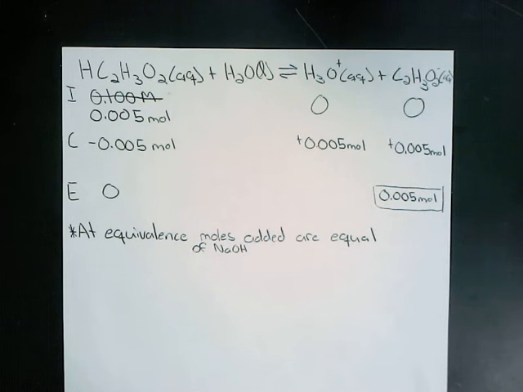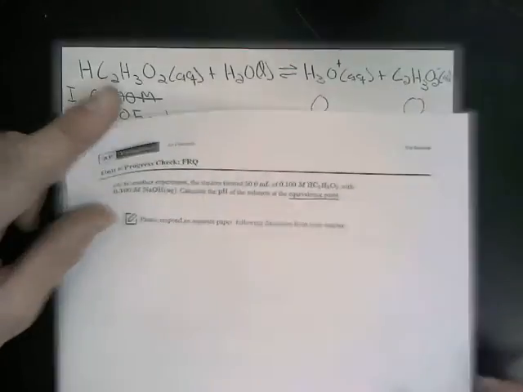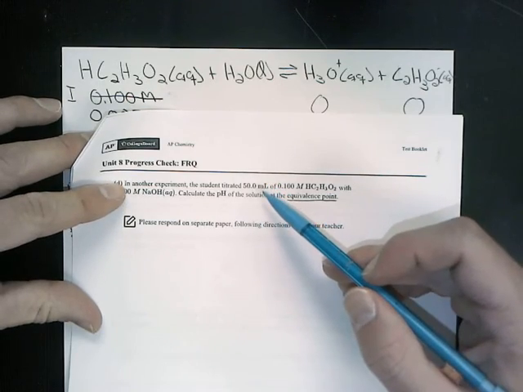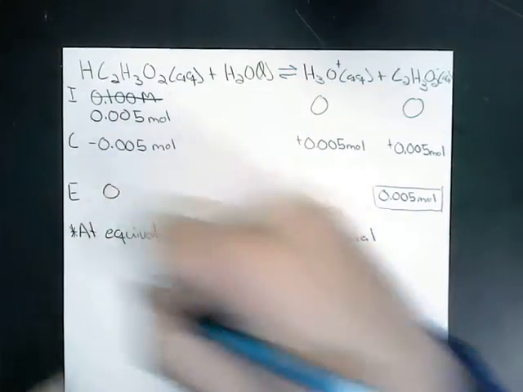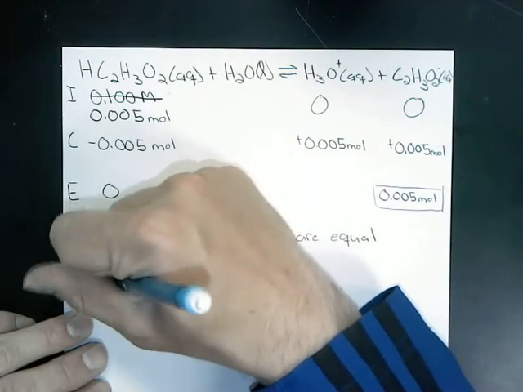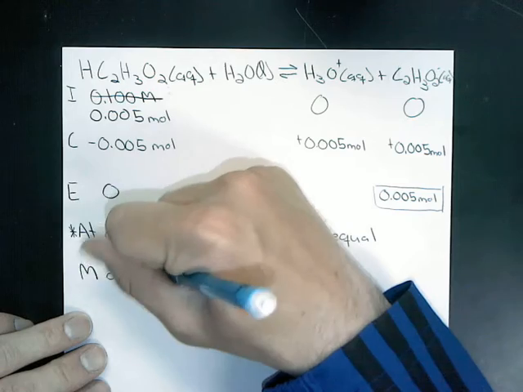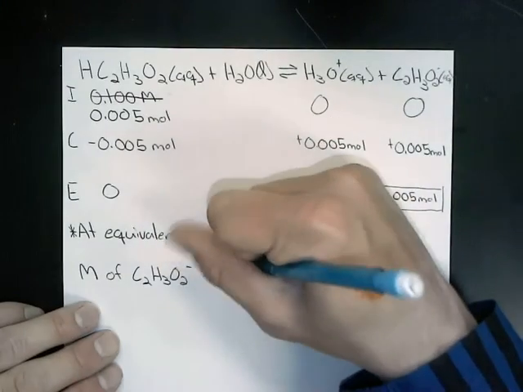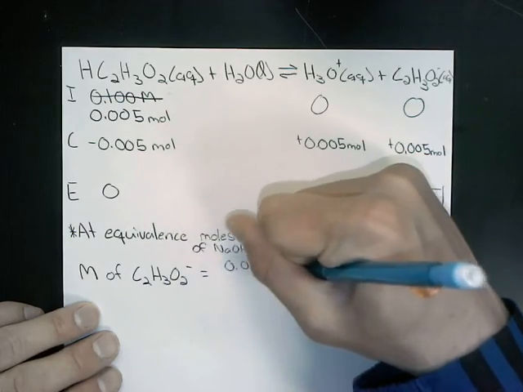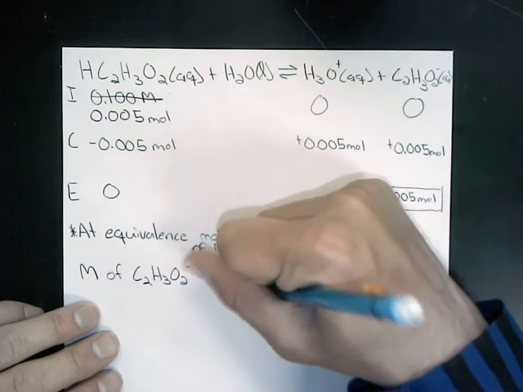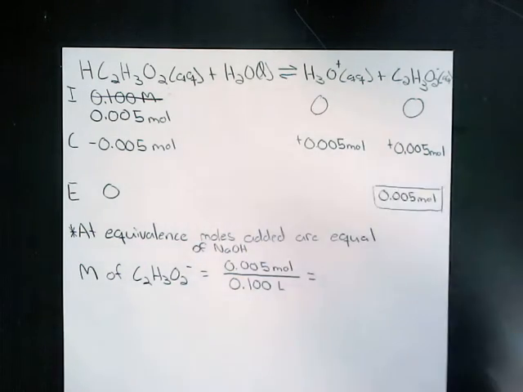Now, we also have to think about what we have in our solution. If these two molarities are equal, that means we added equal volumes. So what we can do out of this is find the molarity of C2H3O2, and that would be equal to 0.005 moles all divided by 100 milliliters, which is 0.1 liters. Okay?